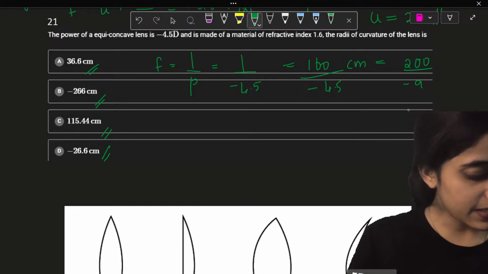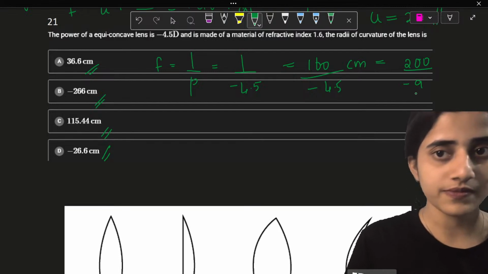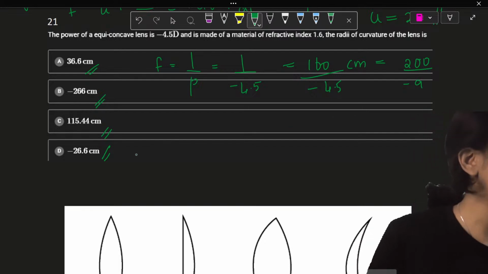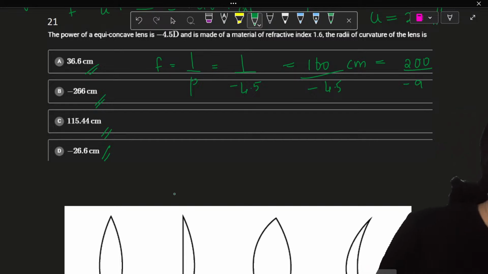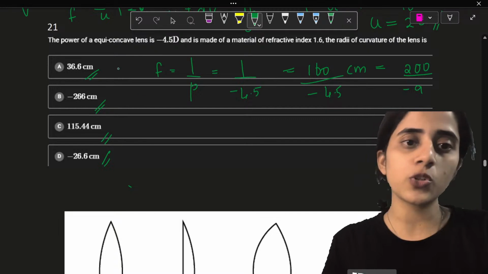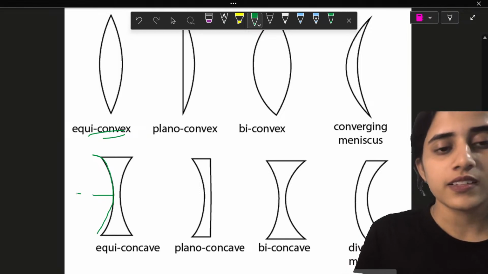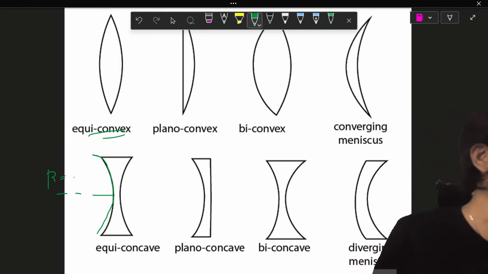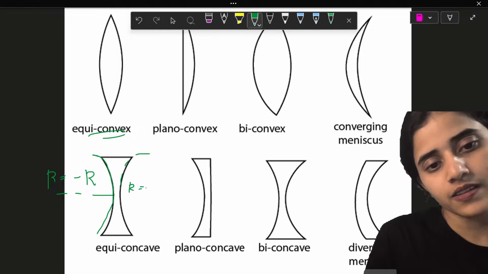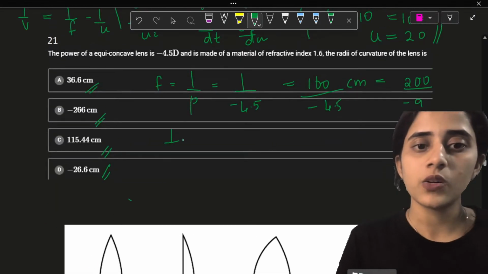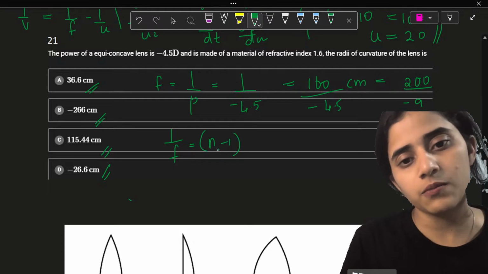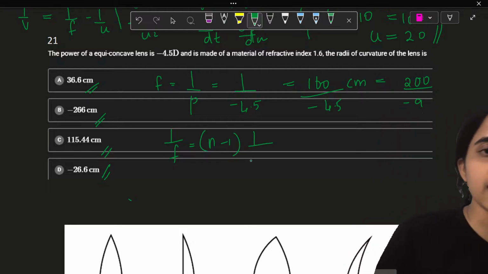Okay, 200 by minus 9. Yeah, this is my focal length. Now, same formula, 1 by f is equal to n minus 1, 1 by r1 minus 1 by r2. What will your r1 and r2 be? It's an equiconcave lens. So, equiconcave lens means one surface r would be minus r, and the other surface r would be plus r. So, 1 by f is equal to n minus 1, first surface is negative, minus 1 by plus r.